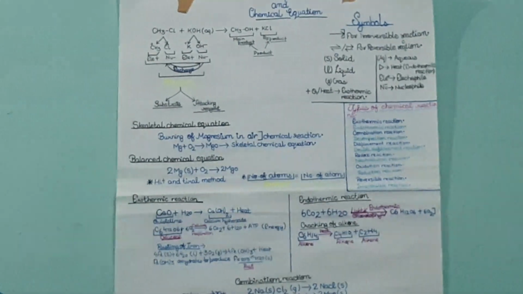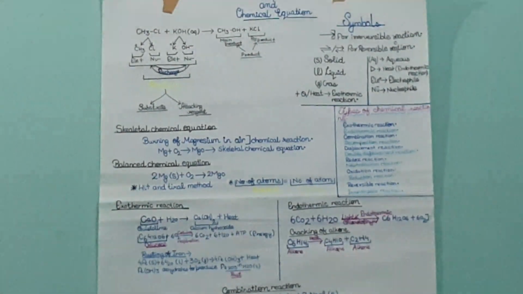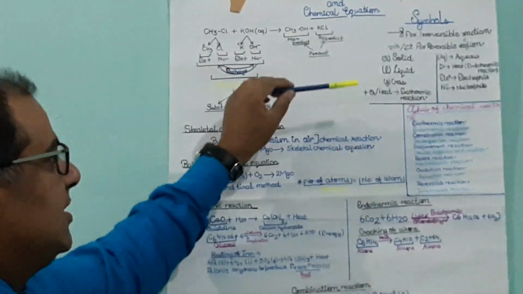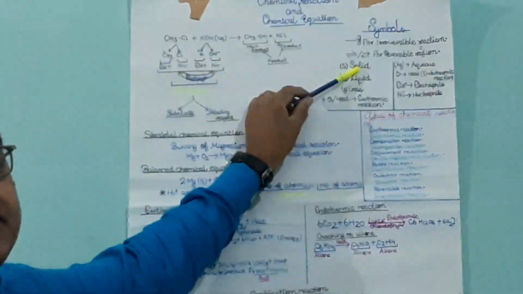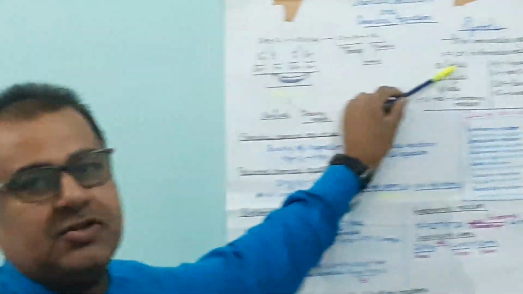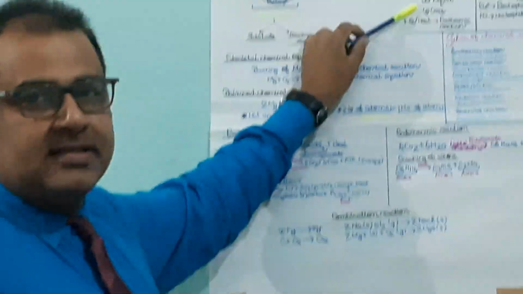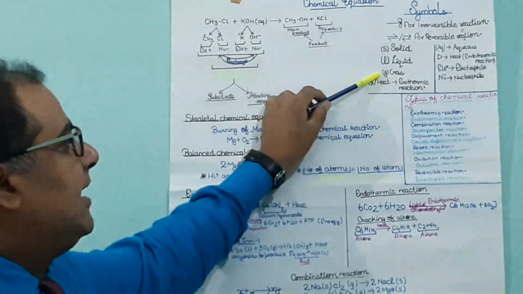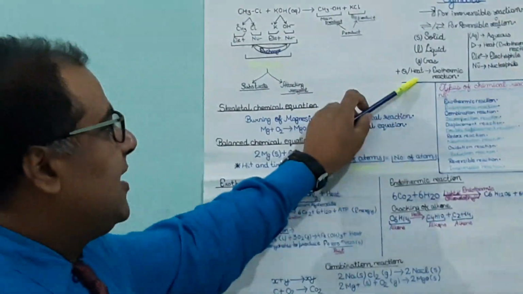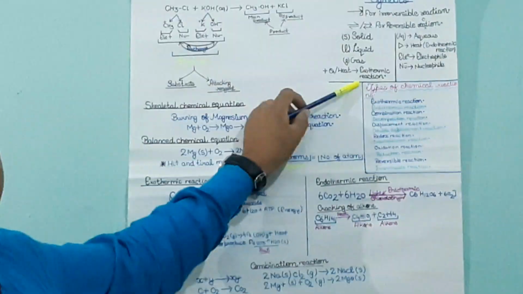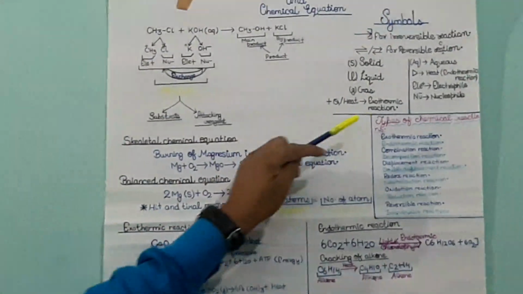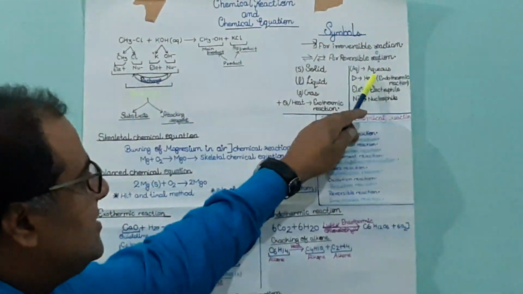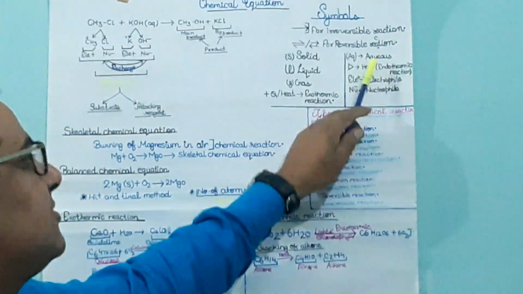In chemical equations, some symbols are utilized, which are essential components. In a small bracket, S represents the physical state of a substance, that is, the solid state. L represents a liquid substance, and G is for gases. Plus Q or heat represents exothermic reactions. Next time I will discuss exothermic reactions. And AQ means aqueous, that is, dissolved in water.